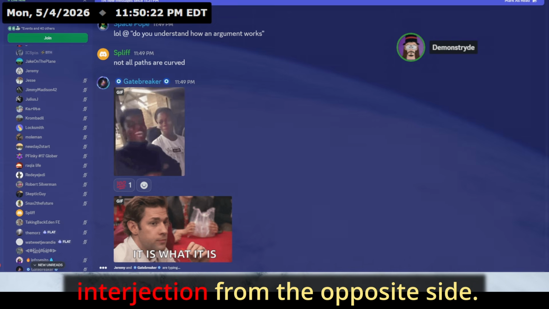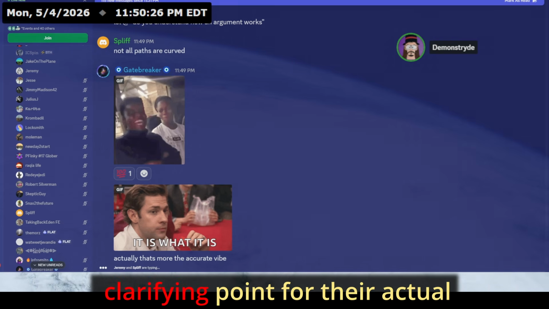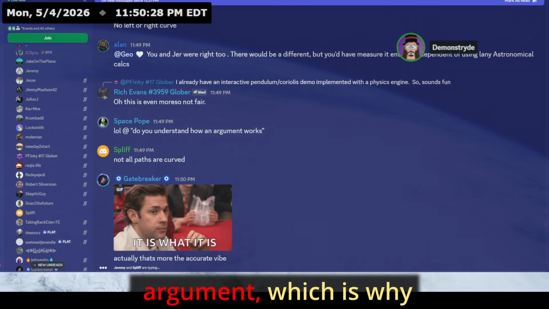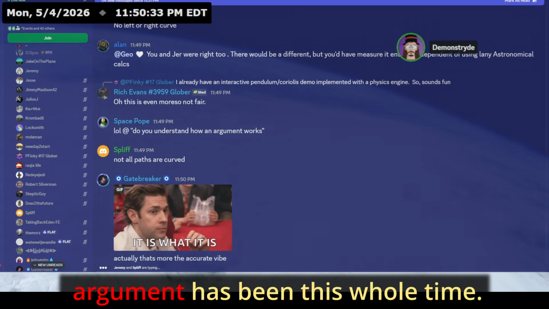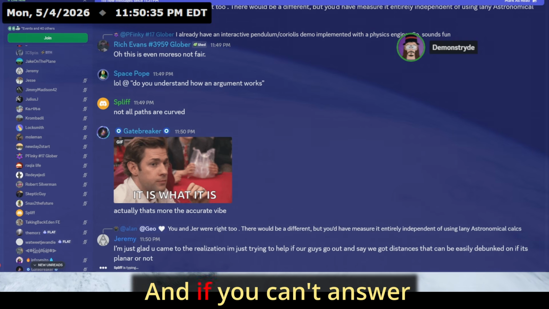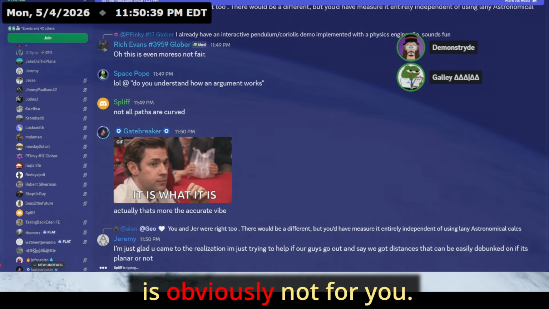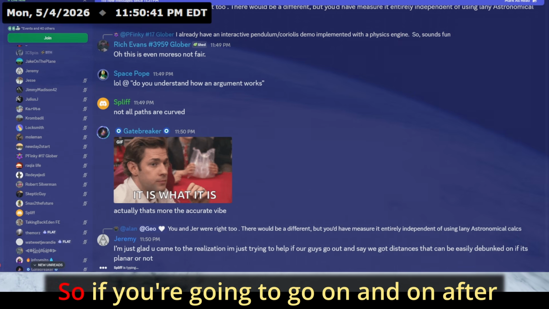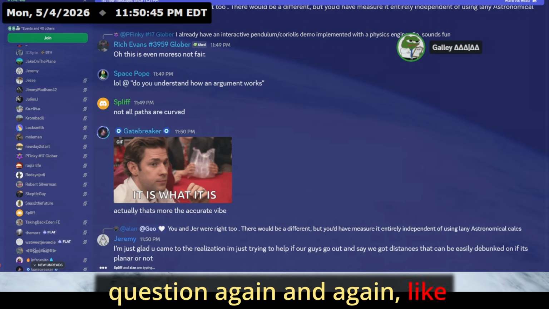And I'm getting interjections from the opposite side, and they're not really holding down any clarifying point for their actual argument, which is why I asked, is the argument this? Because that sounds like what the argument has been this whole time. And if you can't answer yes or no, don't talk, because that question is obviously not for you. It's a loaded question. So anyway, if you're going to go on and on after asking the loaded question again and again, like, it's a loaded question.